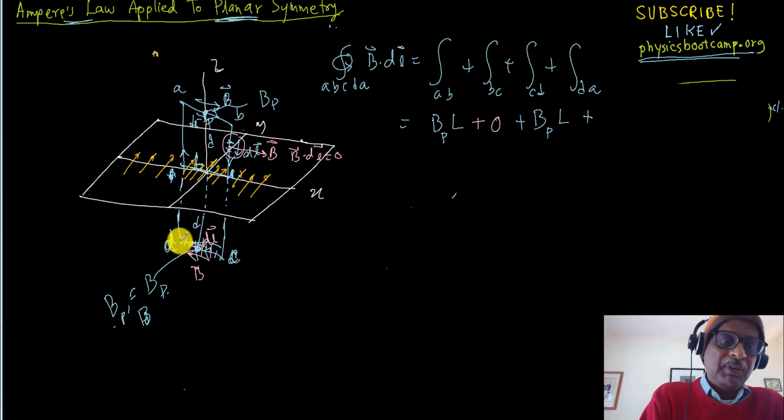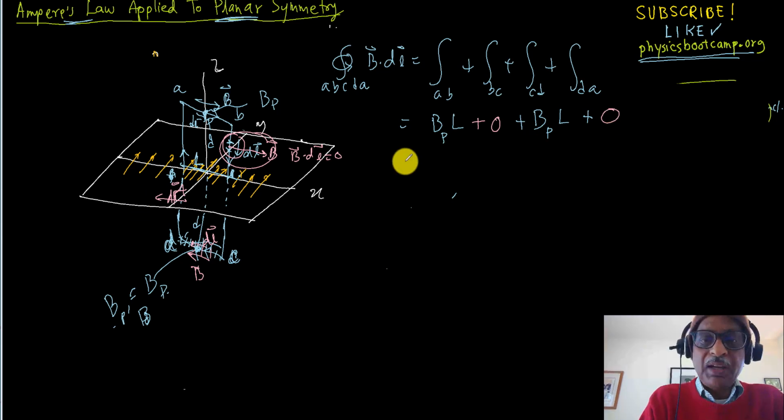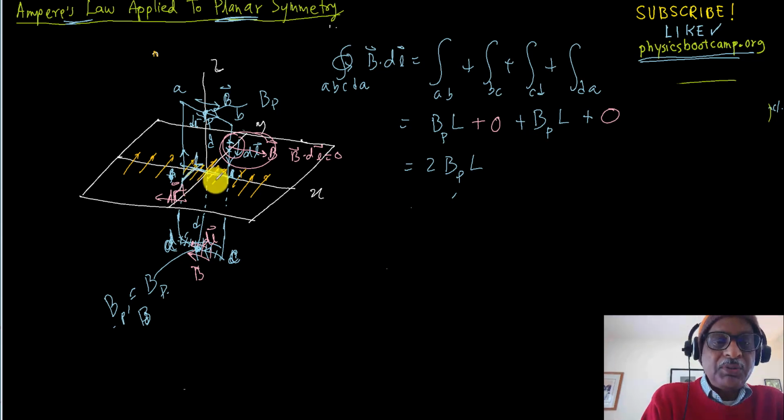When I go up here, it's going to be 0 again for the same reason as before. dl is that way, and B over here is perpendicular to it, so it's going to be 0. So what I got here is 2 times B at P times L. So how much current is enclosed? Well, we have K times L, right?